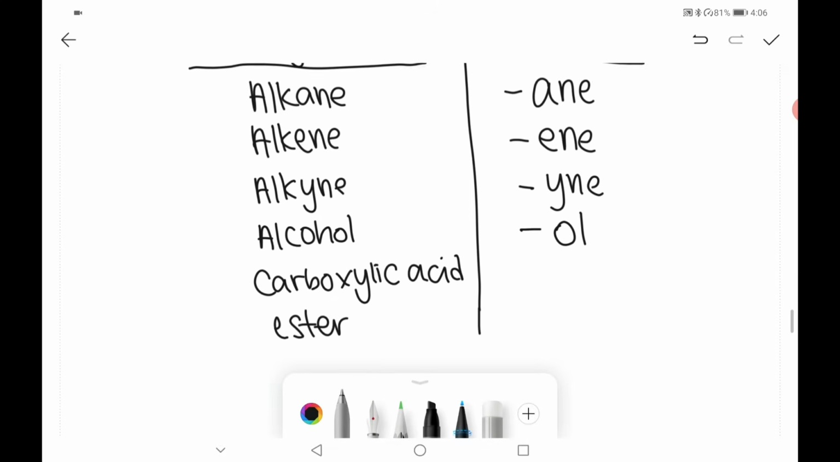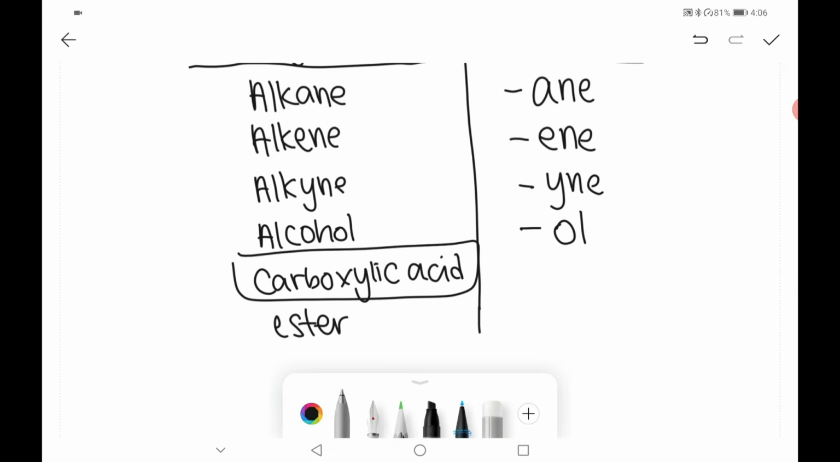Next one, carboxylic acid. The name is a bit special. Carboxylic acid, the name will end with anoic acid.